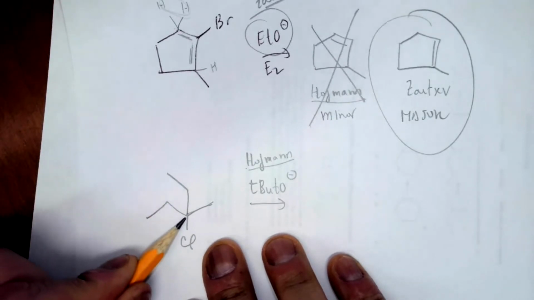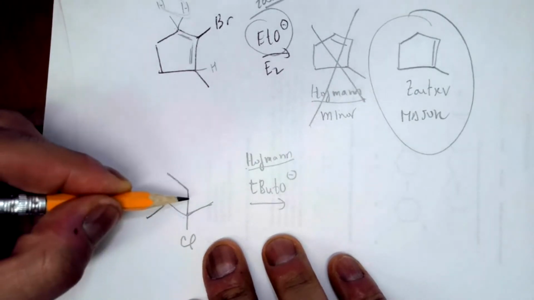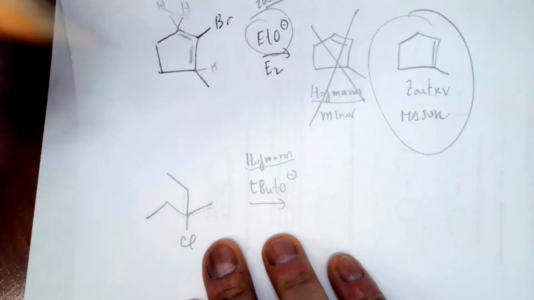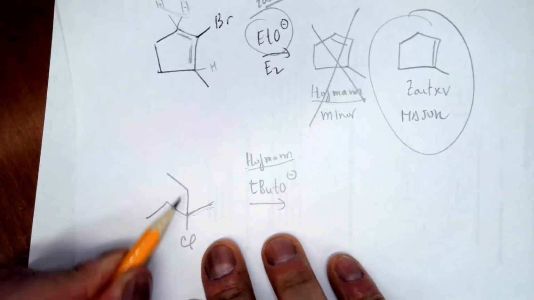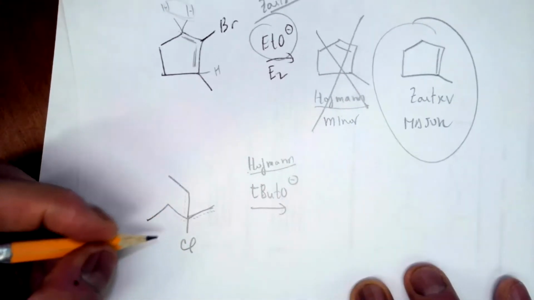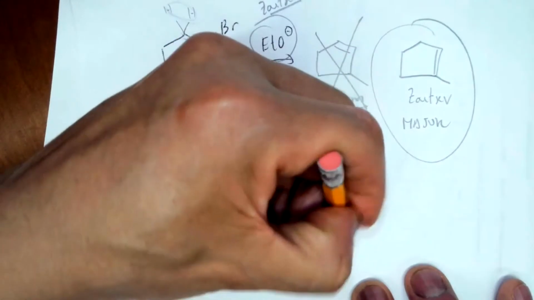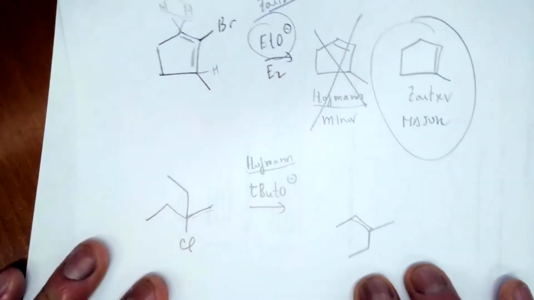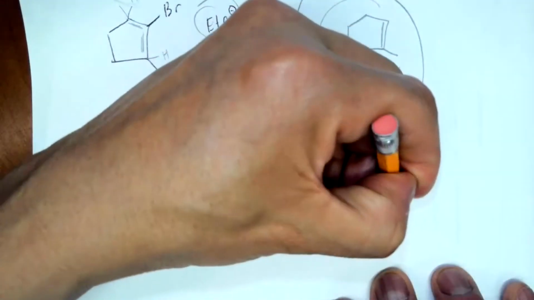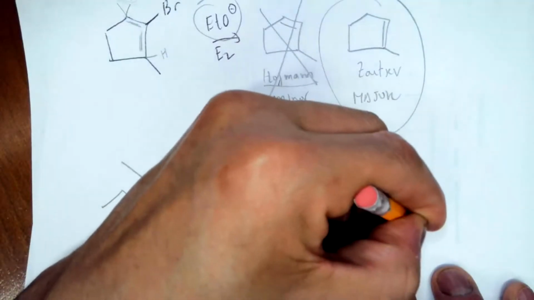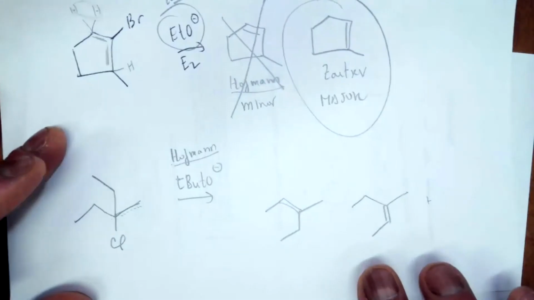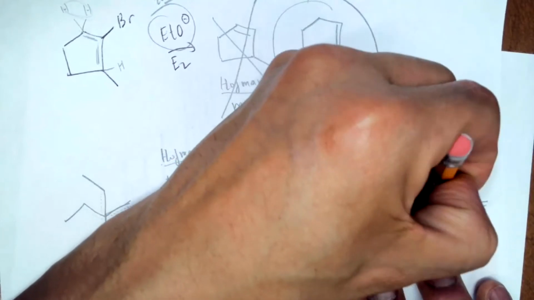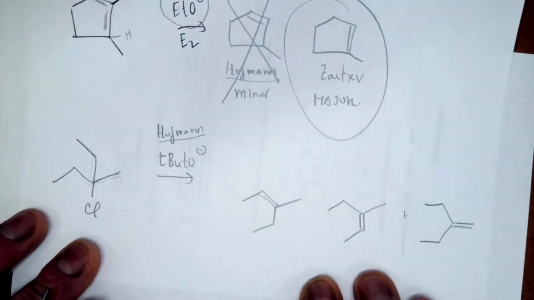Well, I can form an alkene here. I can form an alkene here. And I can form an alkene here. Those are all my three beta positions, three types of alkene. Okay, let's make the one here at the bottom. The other one on top. And the other one. Those are the three alkenes.